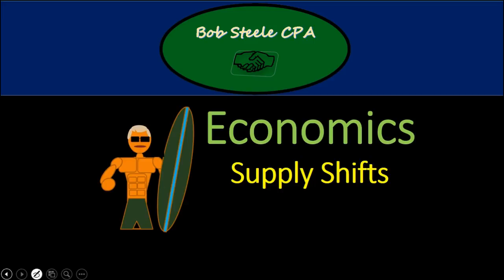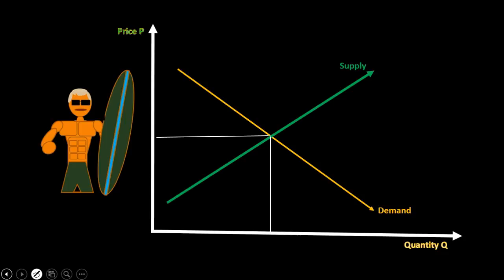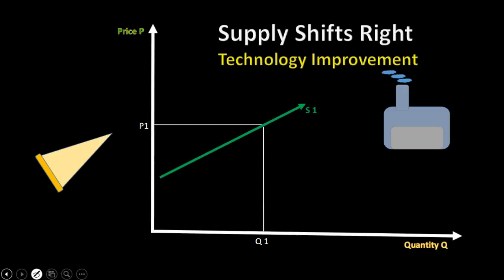Hello, in this lecture we're going to continue our discussion of supply, talking about items that will shift the supply curve. So here's our graph. We've got the upward sloping supply, we've got the downward sloping demand. They meet in the middle at equilibrium. We are now concentrating on supply, specifically those items that will shift the supply curve.